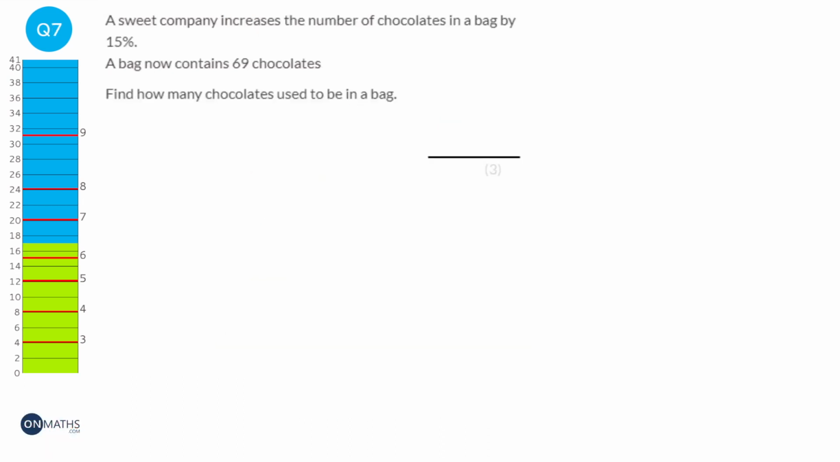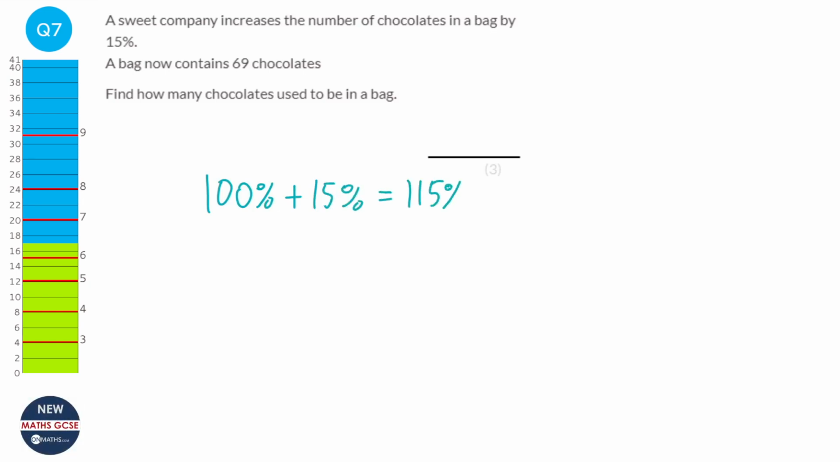So what's happened here is that the company's increased the amount of sweets by 15%. So we're just going to focus on that and work out what the multiplier would be first. So they started off with 100%, and they added 15%, and then therefore they ended up with 115%.